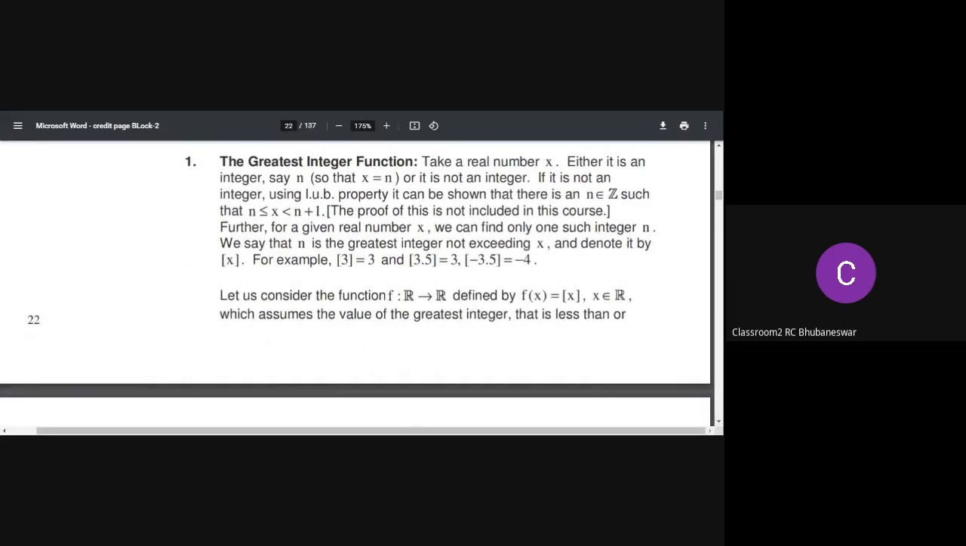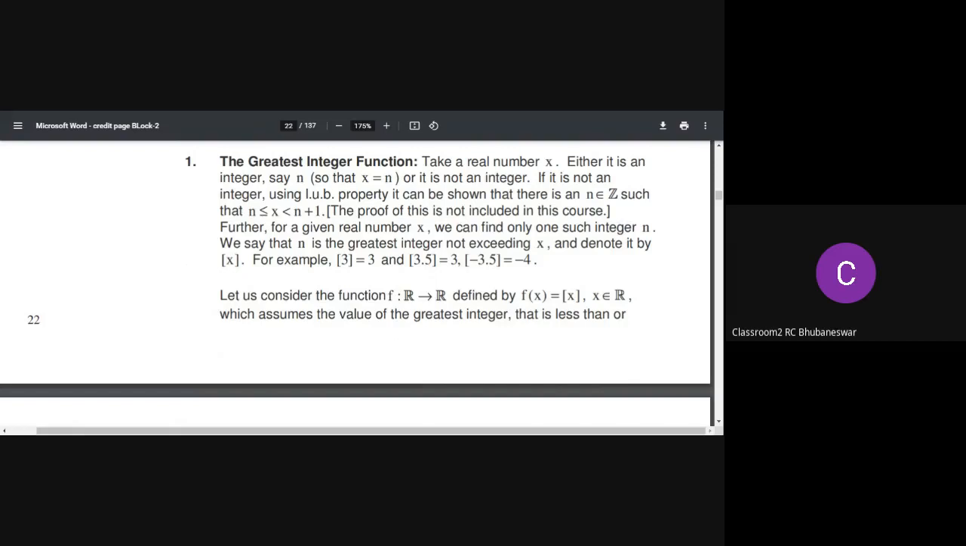Now let us begin to discuss the greatest integer function. The greatest integer function is generally represented using the square bracket symbol. It is a function from the set of real numbers R to R defined by f(x) = [x]. This kind of function is known as the greatest integer function, or it is also known as a step function. Now let us see the calculation procedure of that particular greatest integer function.